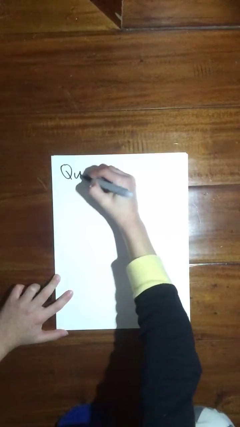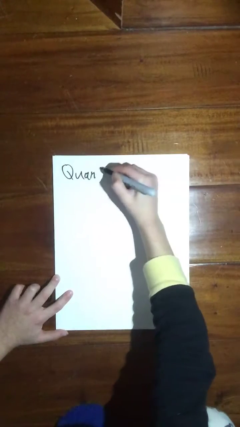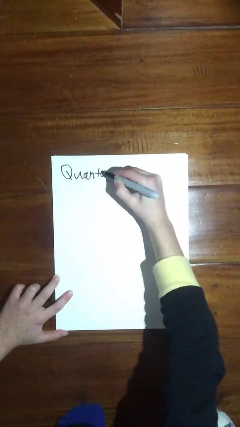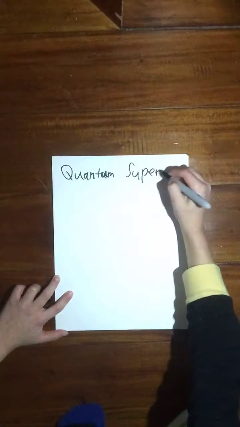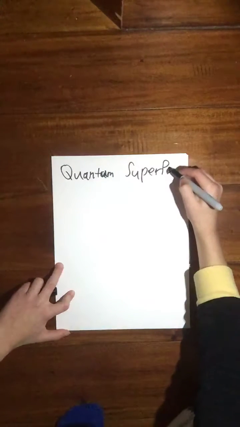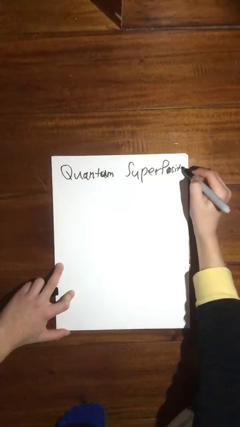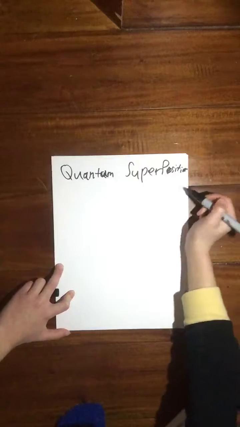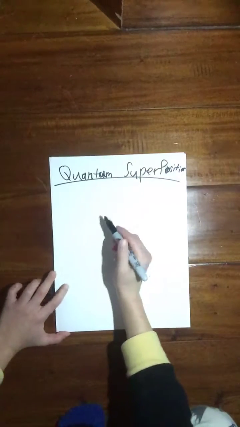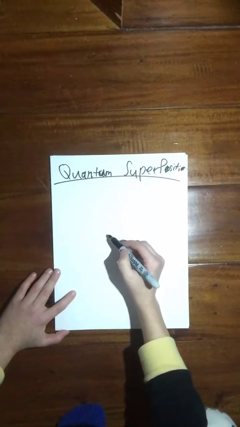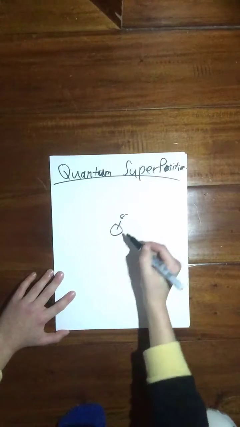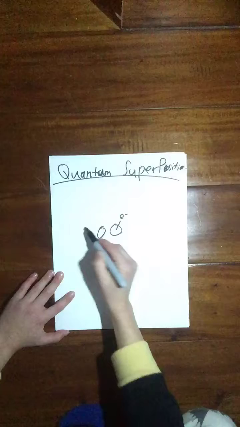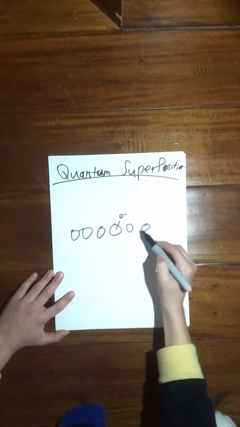And today I'm going to be talking about quantum superposition. First off, quantum superposition is when a particle, for example, an electron, is in all possible states.